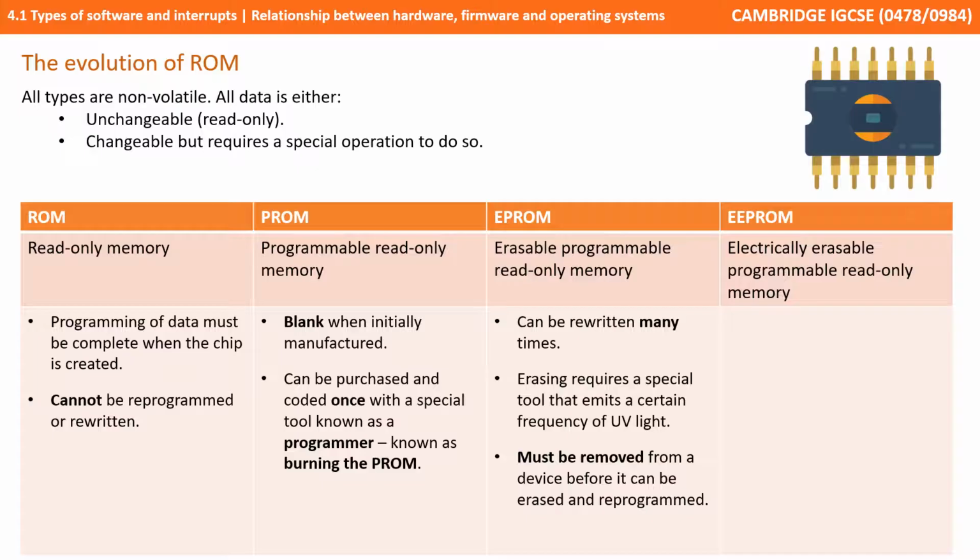A further evolution was erasable programmable read-only memory. Now, these were the first ROMs which could be rewritten many times. However, erasing them required a special tool that emitted a very certain frequency of UV light, and the ROM would actually have to be removed from the device before it could be erased and reprogrammed.